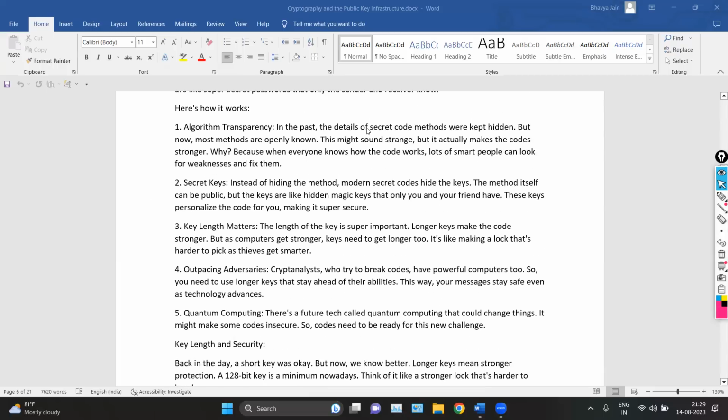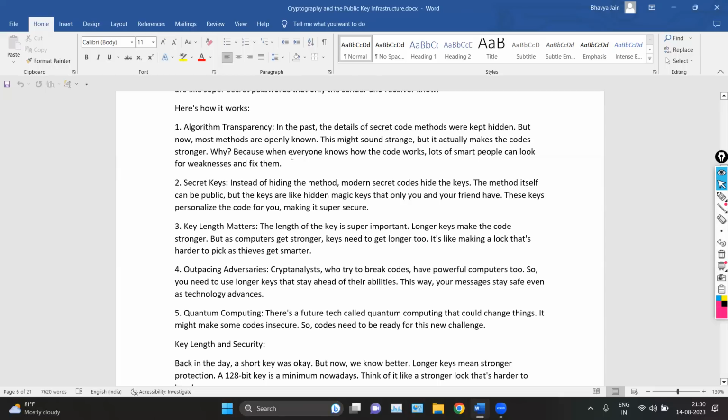In the past, the details of secret code methods were kept hidden, but now most methods are open. This might sound strange, but it actually makes the code stronger. Why? Because when everyone knows how the code works, lots of smart people can look for weaknesses and fix them. Let's say you are the coder of an algorithm, or any algorithm engineer. Now you know how this particular DES algorithm works.